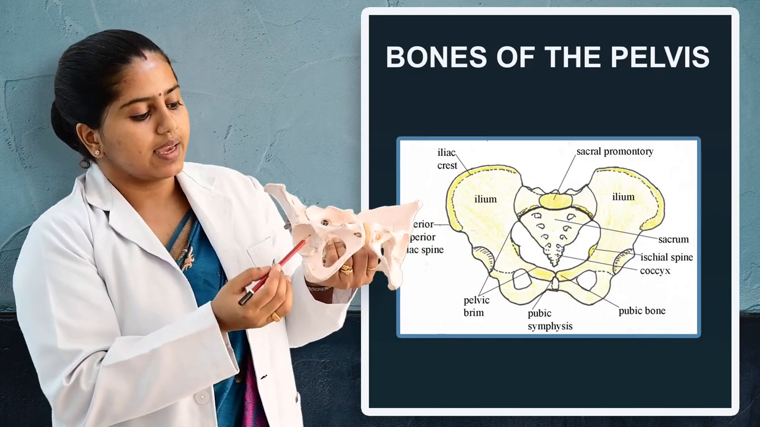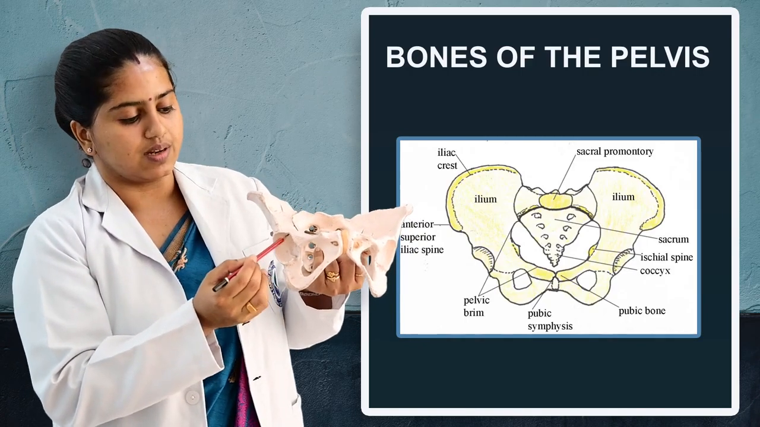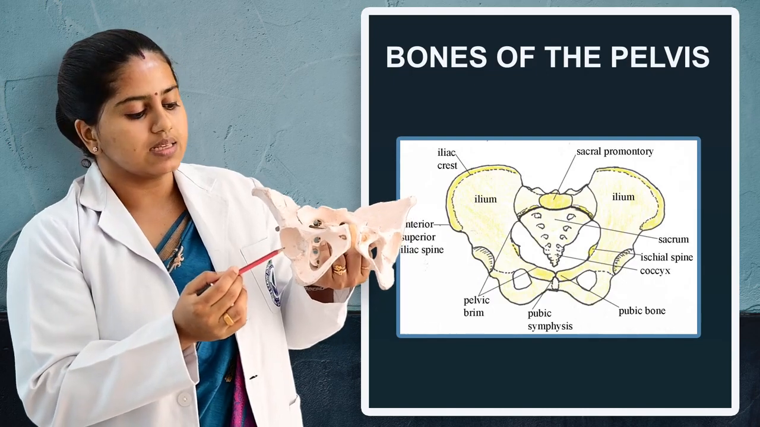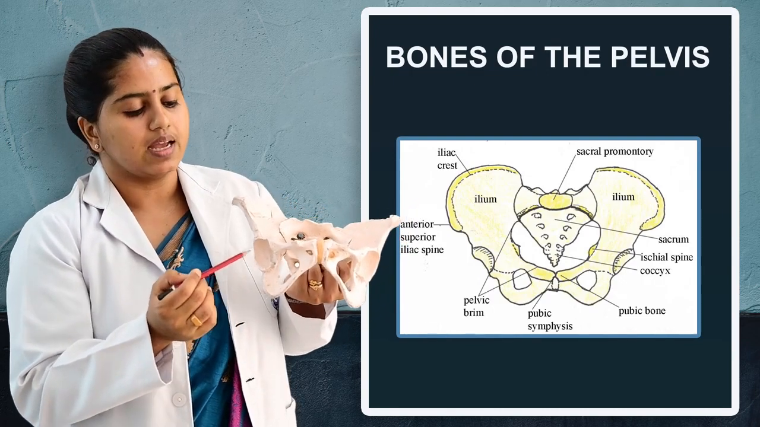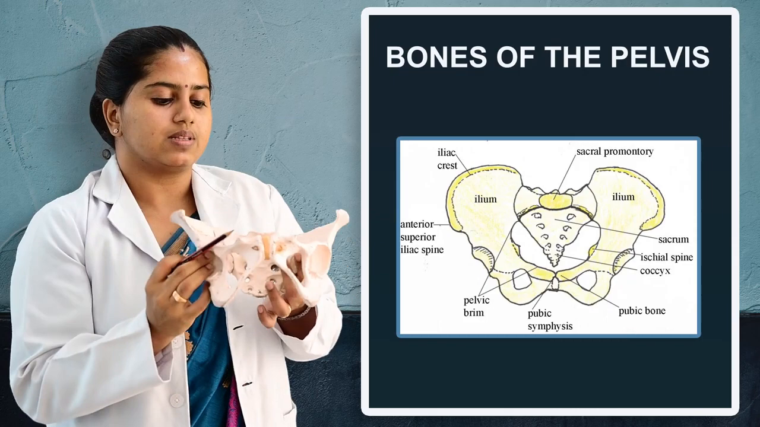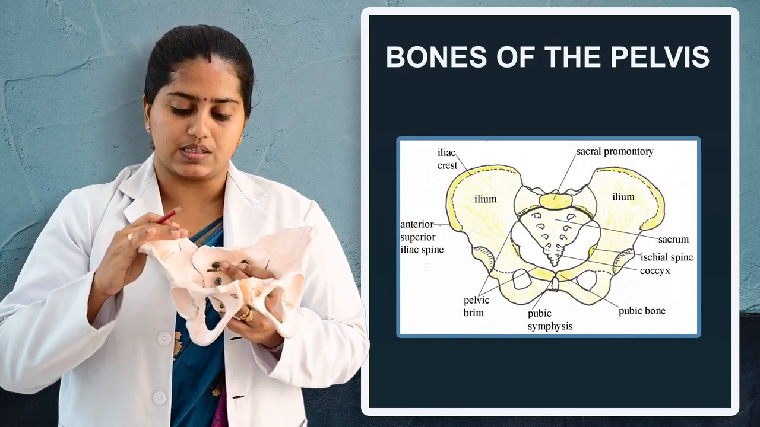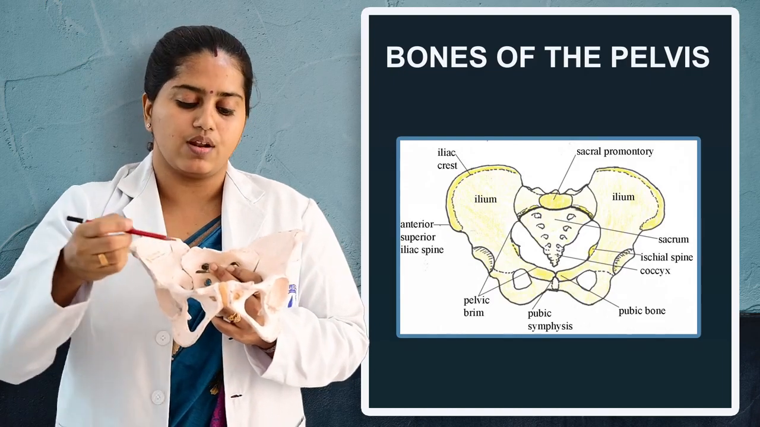Then there is another deep cup-like structure. This deep cup-like structure is known as the acetabulum. This acetabulum helps to receive the head of the femur bone. So these are the structures that come under the innominate bone. So the innominate bone consists of the ilium, ischium and pubic bone.